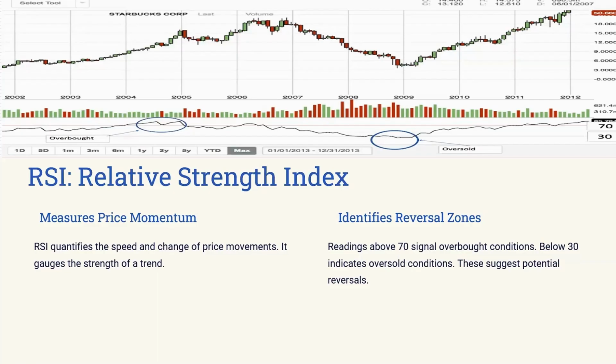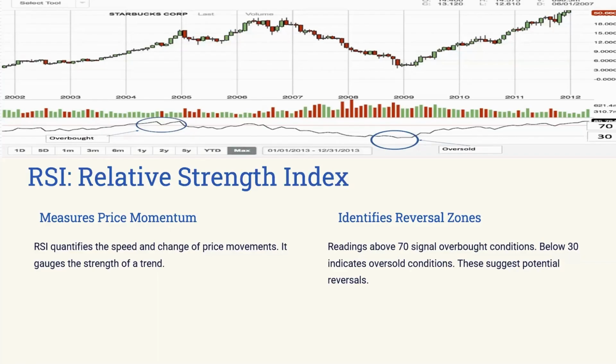The relative strength index, RSI, is a powerful and widely used momentum oscillator in technical analysis developed by J.W. Wilder Jr. Its primary function is to measure the speed and change of price momentum, providing insight into the strength of a trend and identifying potential overbought or oversold conditions. RSI oscillates between 0 and 100, typically using a 14-period setting, for example, 14 days on a daily chart.